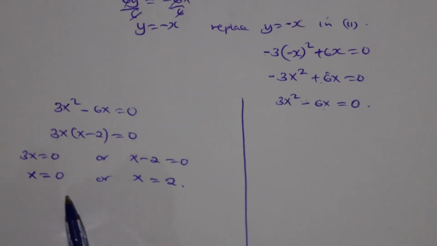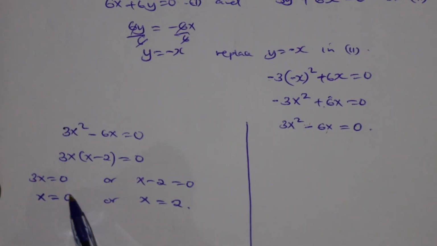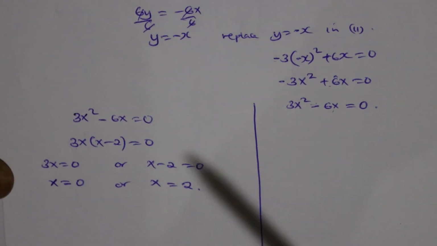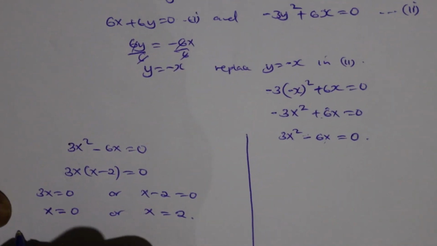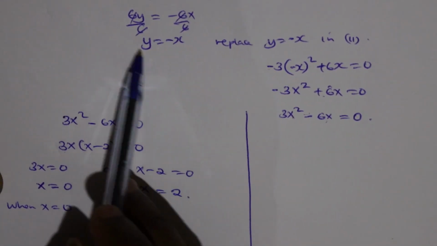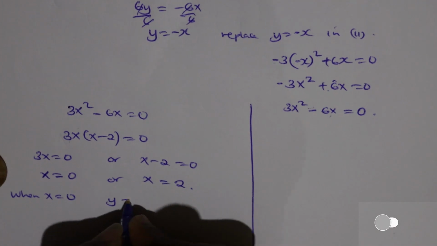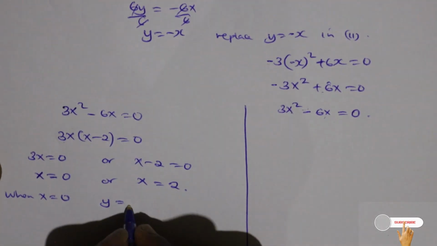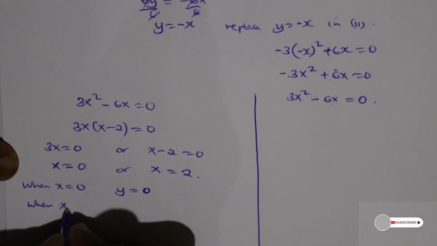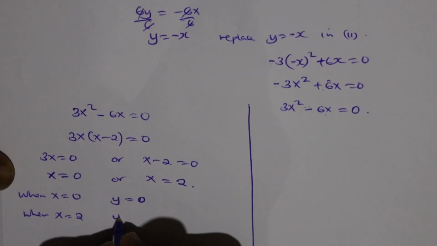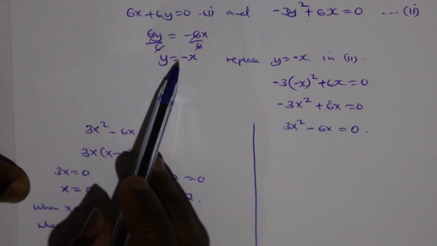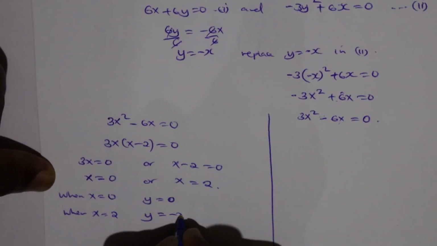So we can see here we have two values of x. Therefore, if you have two values of x, then you're going to have two values of y. So when x is 0, our y will be negative of 0, which is just 0. Then when x equals 2, what will be the value of y? Replacing 2 here, we shall have y equals negative 2.